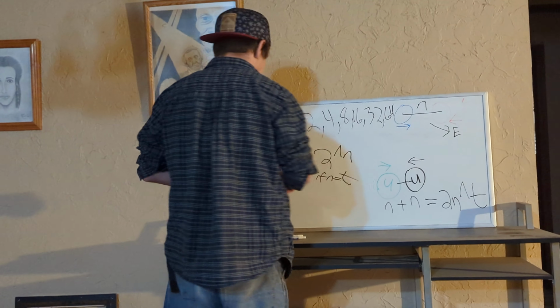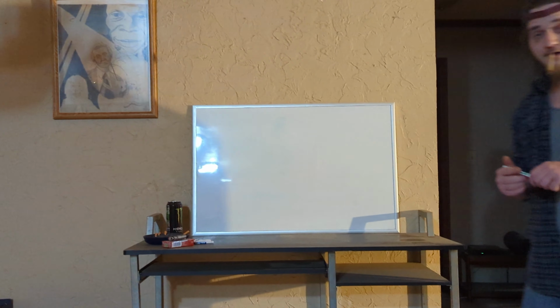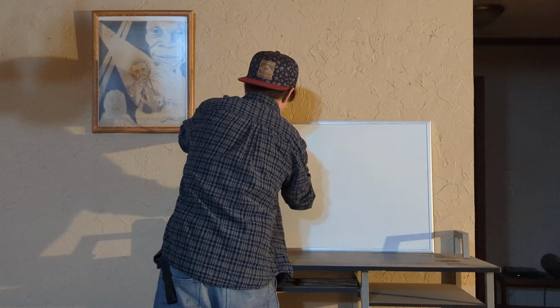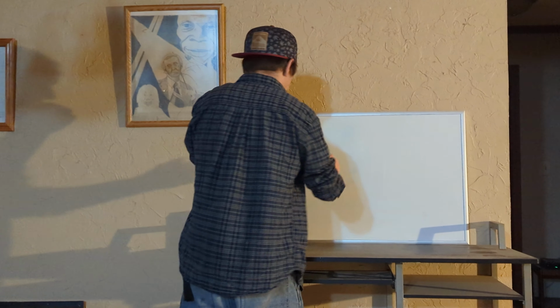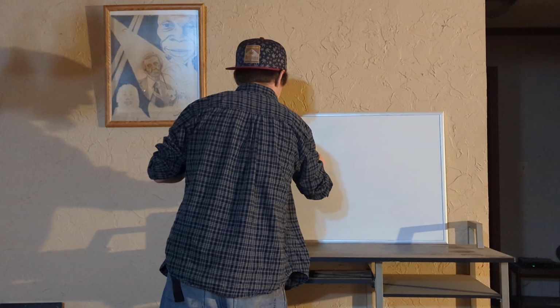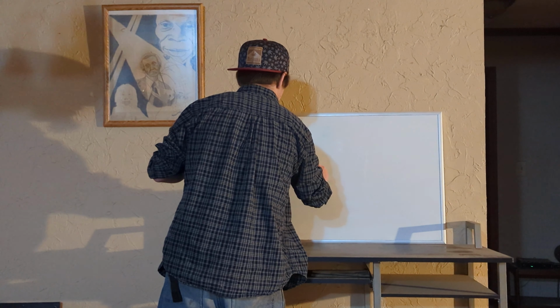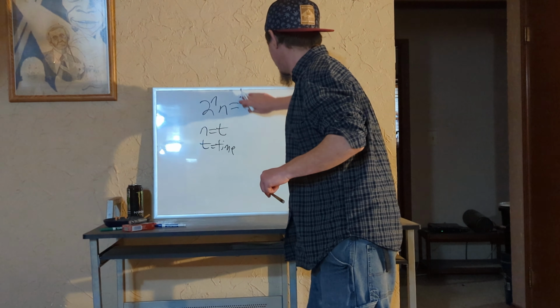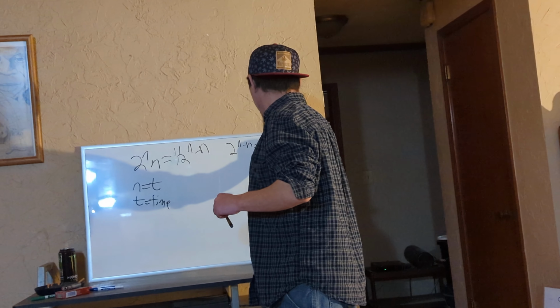Now this is where things get a little funner, and we're going to turn to our next board. Because we are using R2, I'm going to switch markers real quick. Okay, so we got R2, right? And we used 2 to the N equals T, T equals time. So, in math exists an equation using 2N, that is 2 to the N equals 1/2 to the negative N, and we can also write it 2 to the negative N equals 1/2 to the N.